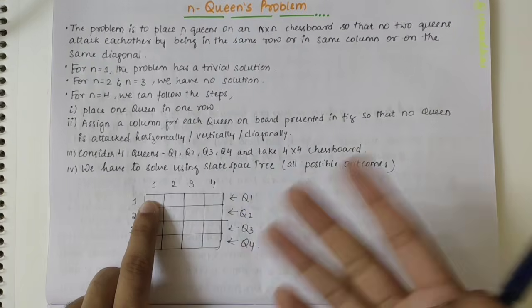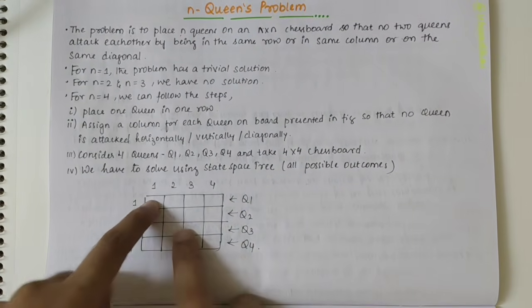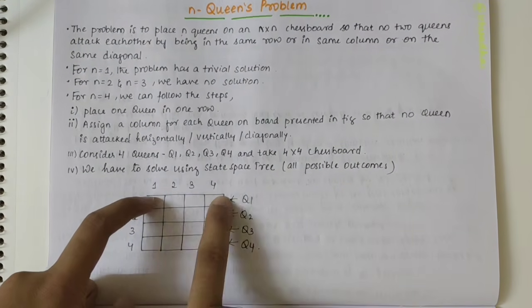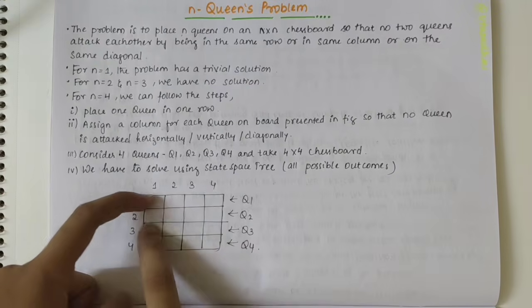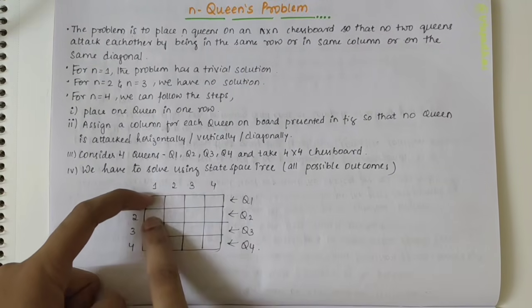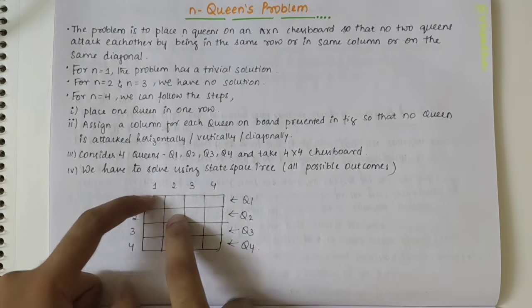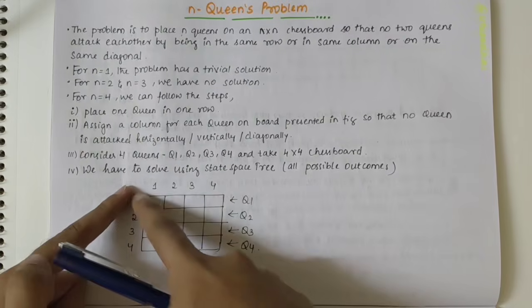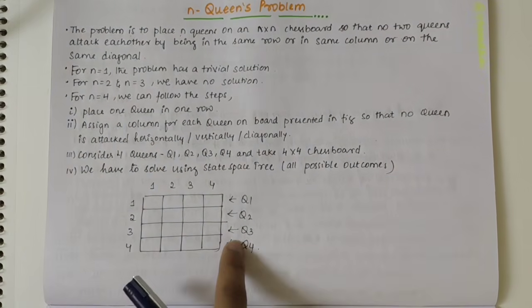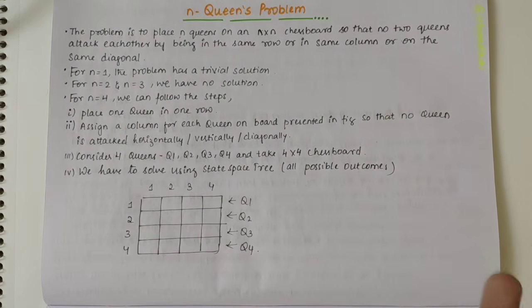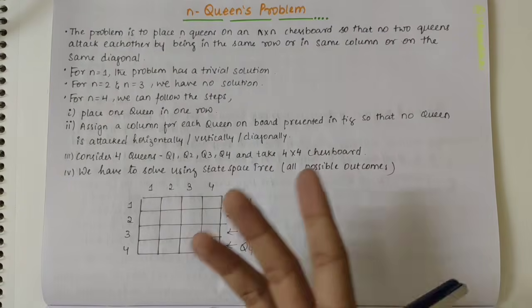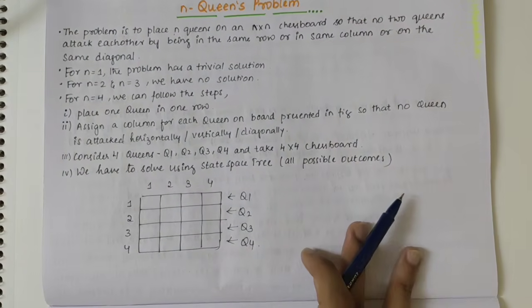I hope you all know how to play chess. If I place a queen here, I cannot place a queen here because it is in the same row. This queen can kill this queen. Again, I cannot place a queen here because it is in the same column. This queen can kill this queen, and I cannot place the queen here because it is diagonal. So I should make sure that in a given chessboard, I place the queens in such a way that they are not attacked by each other. That's what the n-queens problem states.